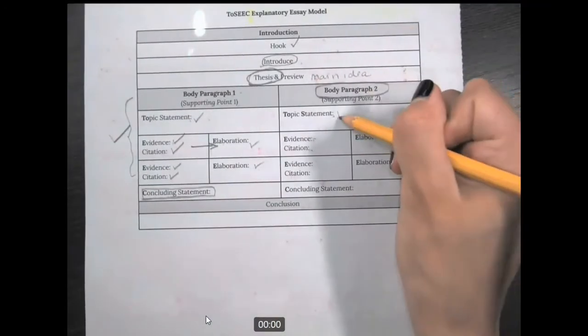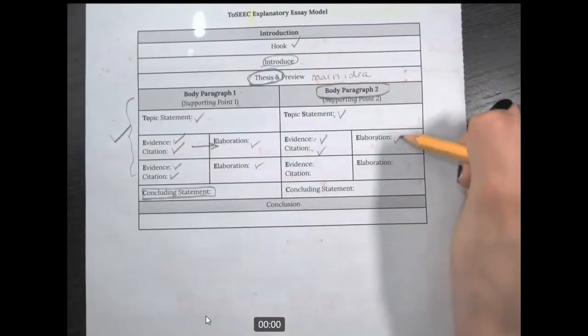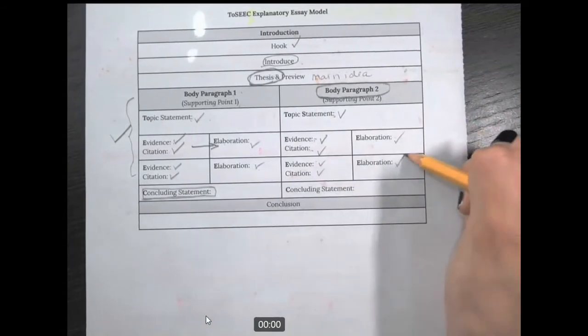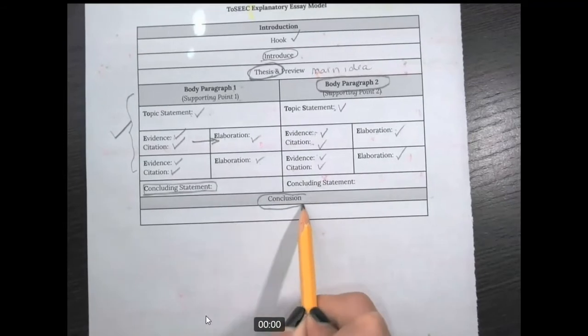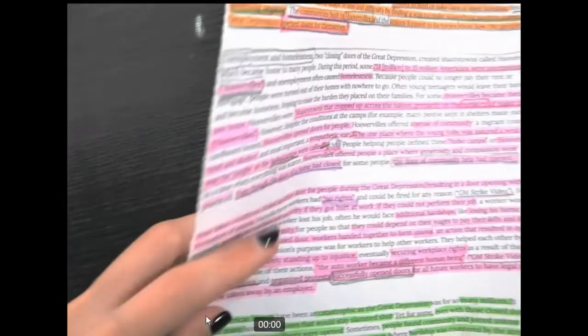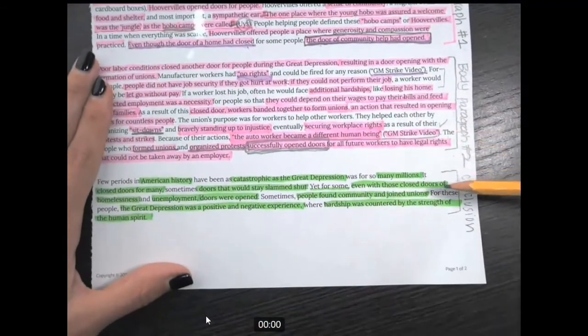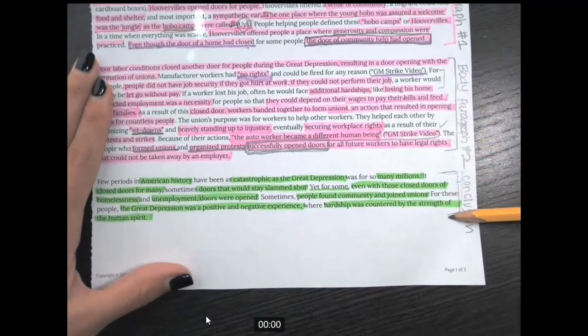So, notice how we repeat ourselves multiple times in the first body and then in the second body. Now, we're going to go ahead and close it off in our conclusion, which is this process right here. How do we tie all of our ideas back together?